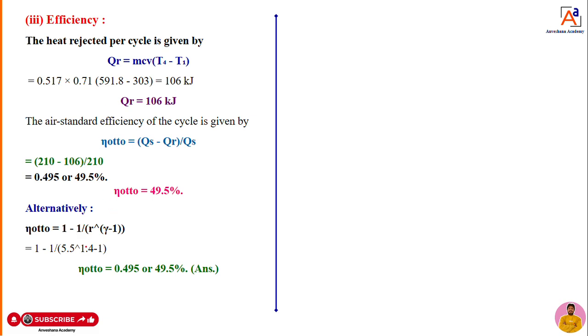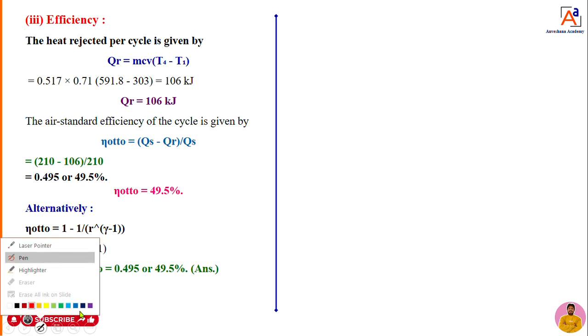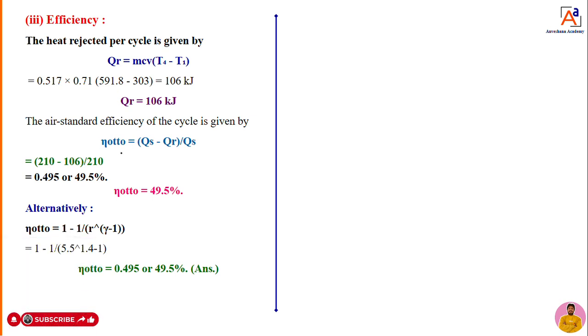Next I will move towards the next one, efficiency. How to calculate the efficiency? We have an equation to calculate efficiency. Efficiency of the Otto cycle is equal to what? We know already. Efficiency is nothing but work done to heat supplied. What is work done? That also I told, right? Work done is equal to QS minus QR.